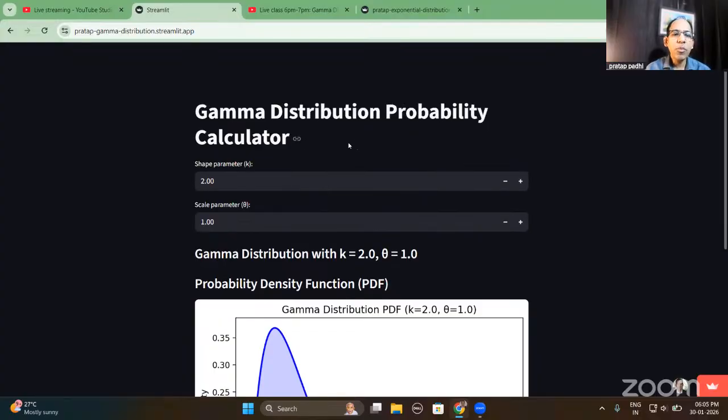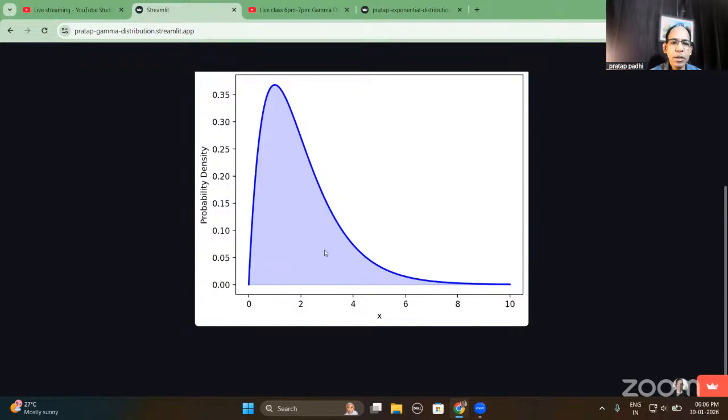Let's get started. This is the gamma distribution probability calculator. I'll take you through what the gamma distribution is, but you see here, there is one shape parameter. I've taken two here. There is a scale parameter, and this is one here. Not only in this paper, CS1, it will come in CS2, it will come in CM2, and it will be everywhere whenever you work also. So listen carefully. This is the graph here. This is a positively skewed distribution.